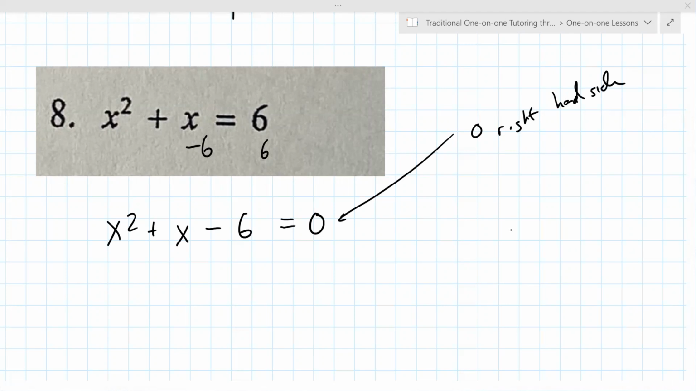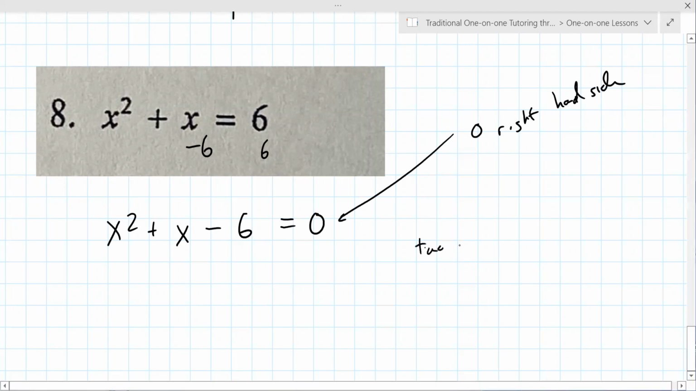Okay, so now this problem, you're trying to find two numbers that multiply to -6, but they have to add to +1.